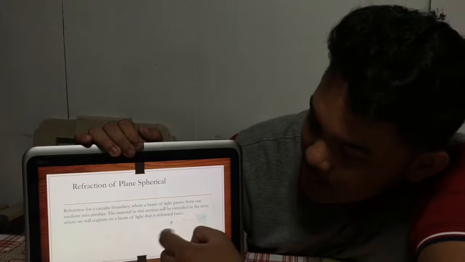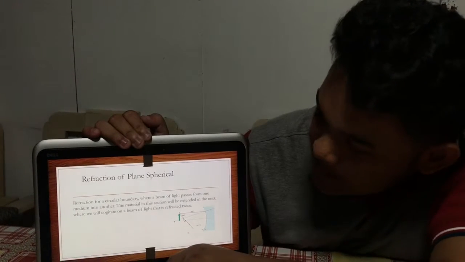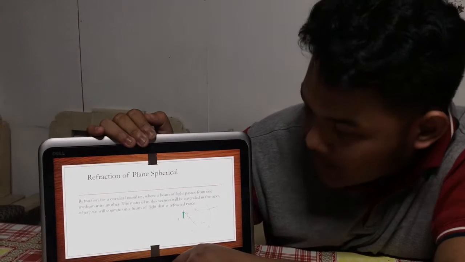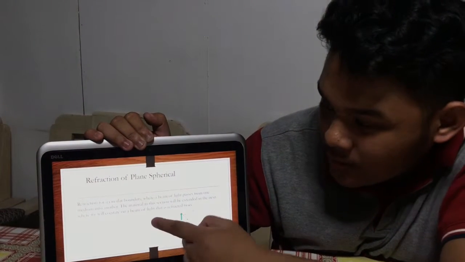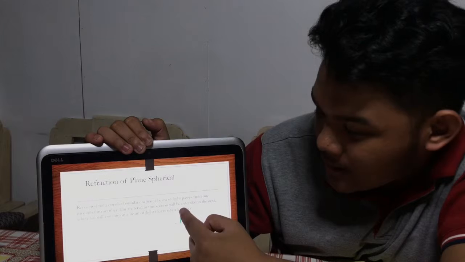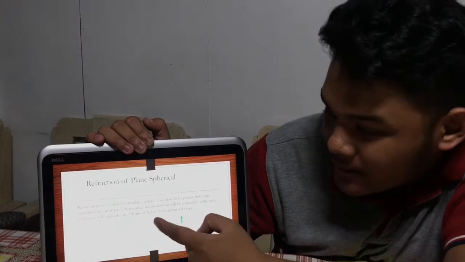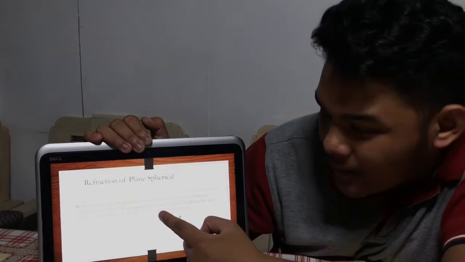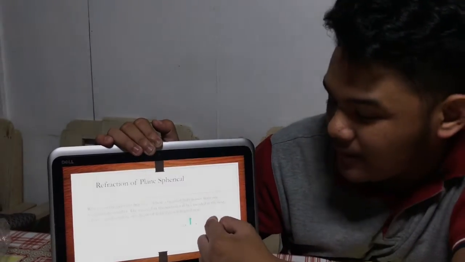Next one is refraction at spherical surfaces. Refraction for a circular boundary where a beam of light passes from one medium into another. The material in this section will be extended in the next, where we will consider a beam of light that is refracted twice.